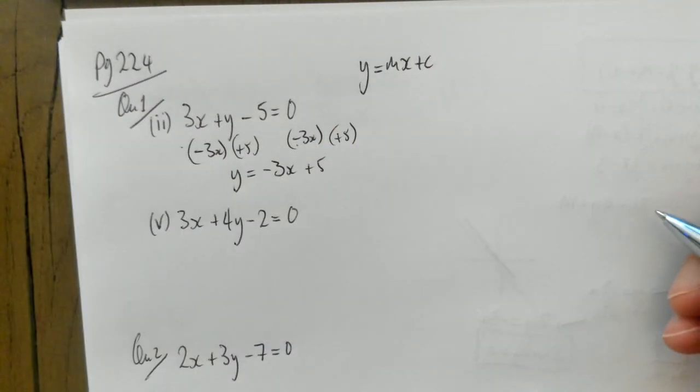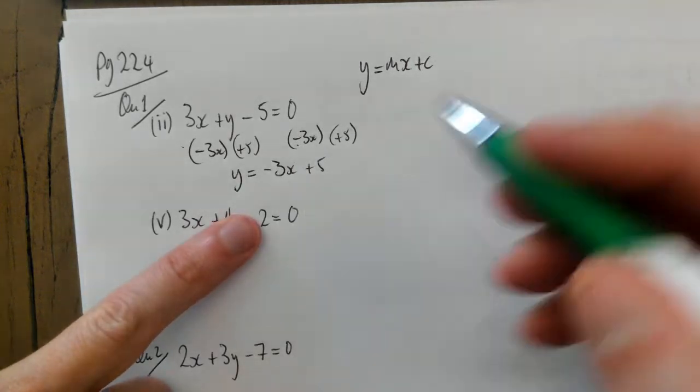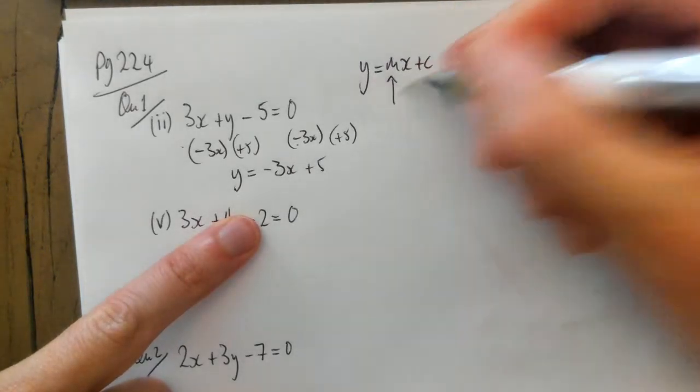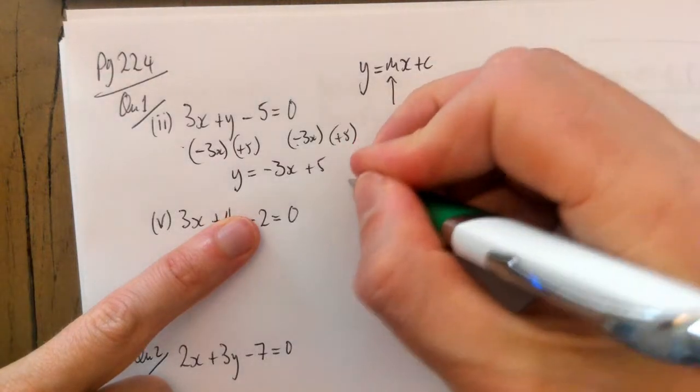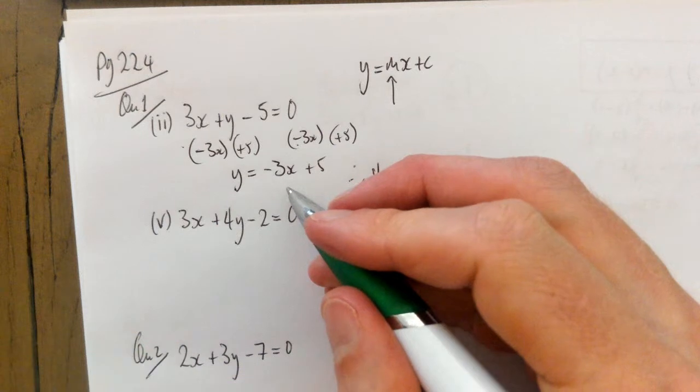Okay. Now in the question, when we write it down, we write the slope of the line. When it's written like this, the number before the x is always the slope. So we can say therefore slope equals minus 3 for that line.